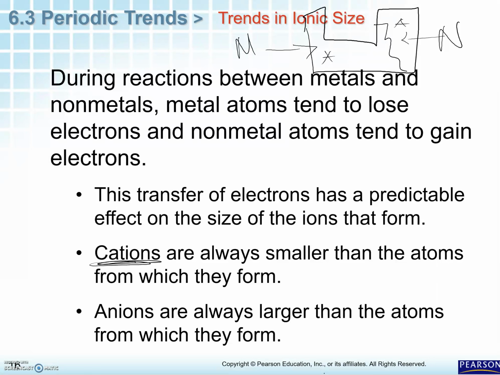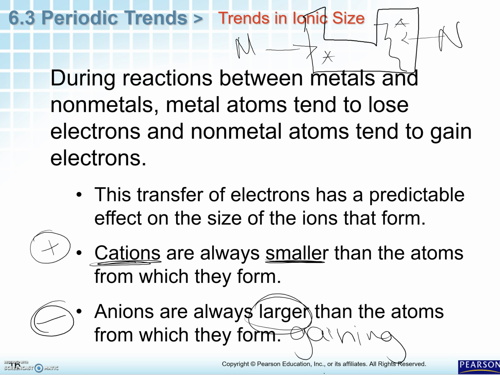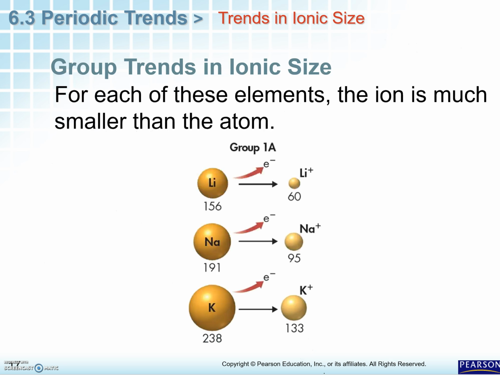Cations, remember those are our positive guys, are always smaller because we're losing something. It's like if you were to take off your backpack, you become smaller. And anions, those are our negative guys, are always going to get larger because you're gaining those electrons. Think of putting on extra backpacks. That's not fun, so you're going to get bigger. You can see that here. As you lose electrons, going down our first group on the periodic table, you are smaller than the neutral atom on the left, but as you go down, your size increases.